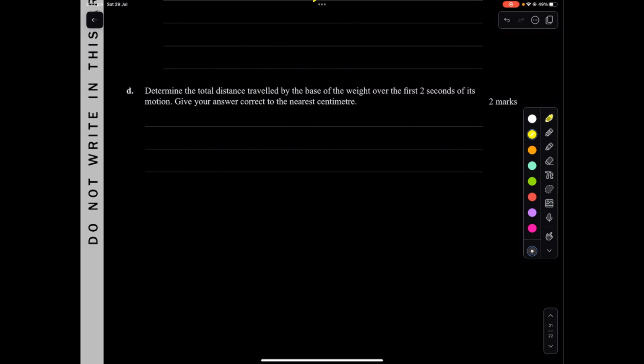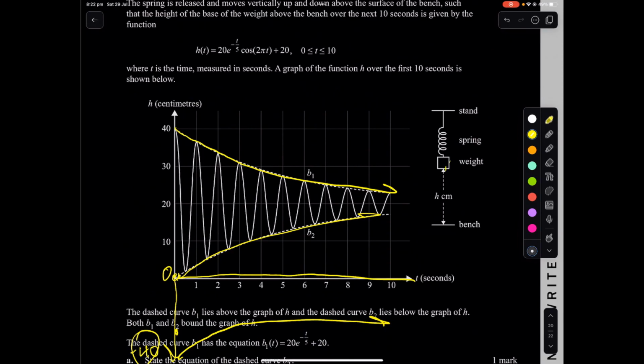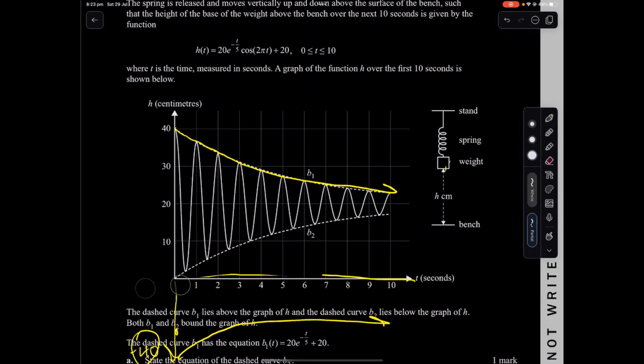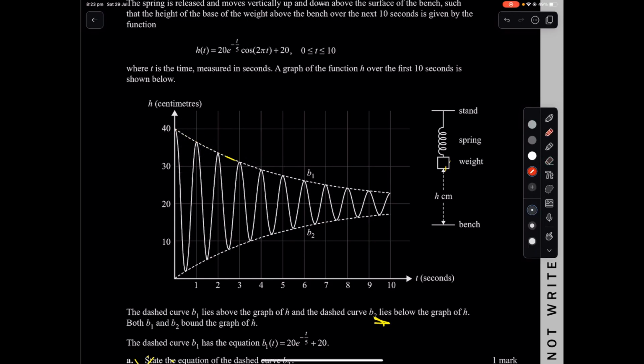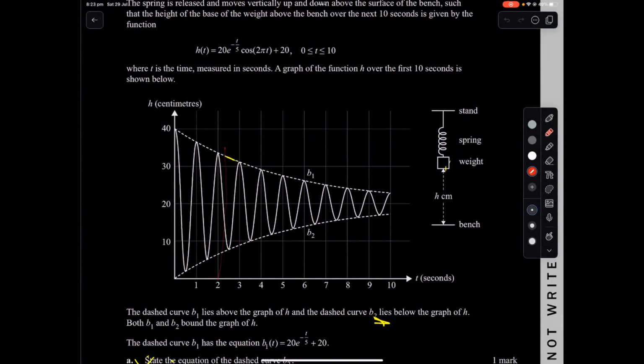Determine the total distance traveled by the base of the weight over the first 2 seconds of its motion. So what we want to find is, if we rub everything out of here, over its 2-second motion. So 2 seconds is over here. Okay, so 2 seconds of its motion is over here. So the graph pretty much goes like this. It goes down, up, down, up, and we want to find that distance.